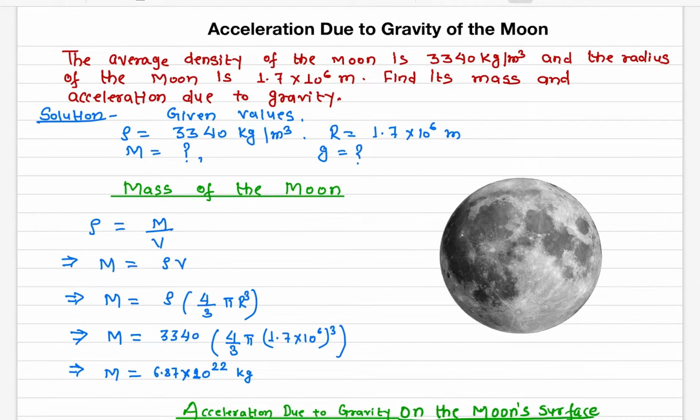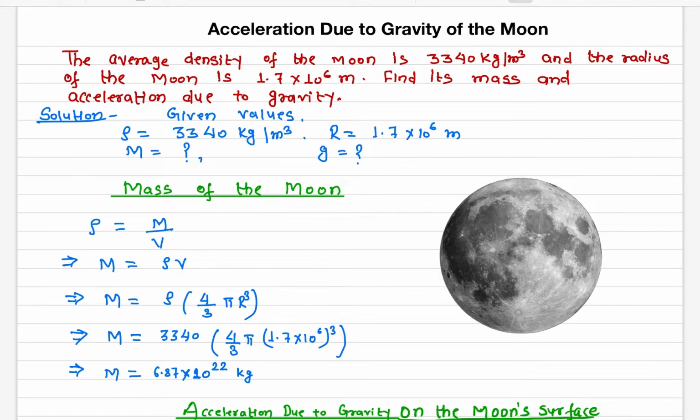In this video, we'll find out the acceleration due to gravity on the moon surface. The given value is the density of the moon. The radius of the moon is also given. From these two pieces of information, we're going to find out the value of acceleration due to gravity on the moon surface here.